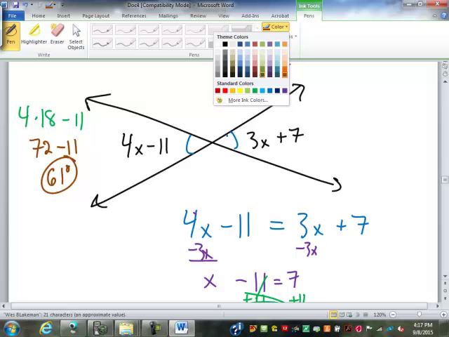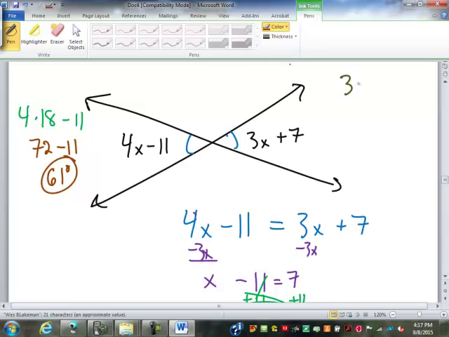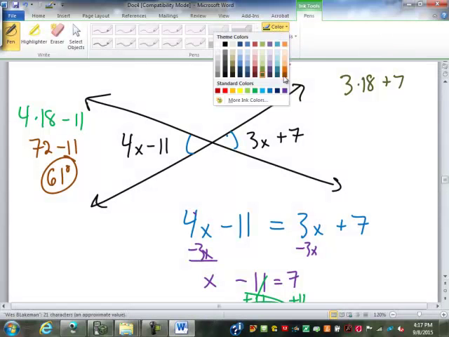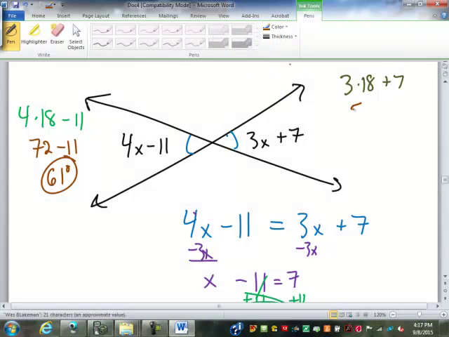Now, a great way to double check is to come over here and do the other side and make sure we come up with the same number. So 3 times 18, x is 18, remember, plus 7. 3 times 18 is 54, plus 7 is 61 degrees. We get the same amount on each angle. Any questions?